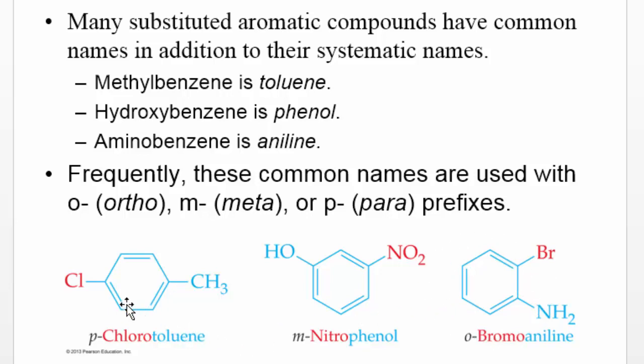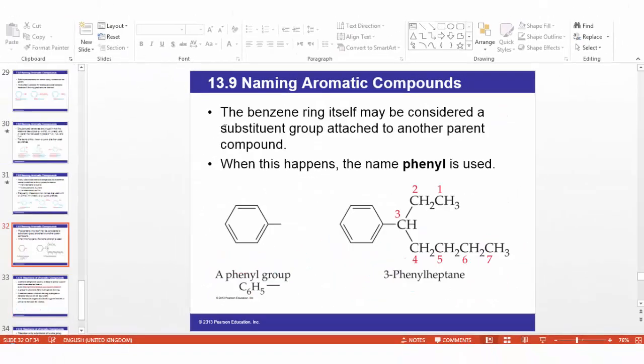Then if there is a second substituent, you name it according to the parent name. This is Cl. What is the relation of Cl to the methyl? It is in a para position, called para-chlorotoluene. Now, the NO2 is in a meta position to OH, meta-nitrophenol. Now, the Br is in an ortho position to the NH2. It's called ortho-bromoaniline.